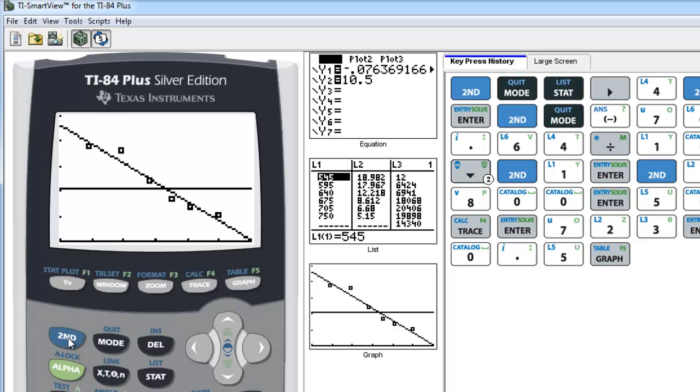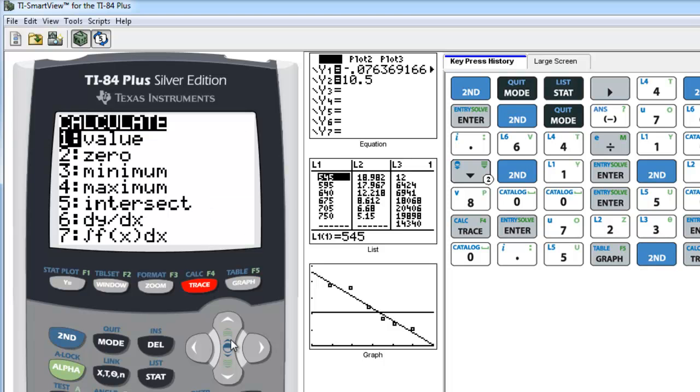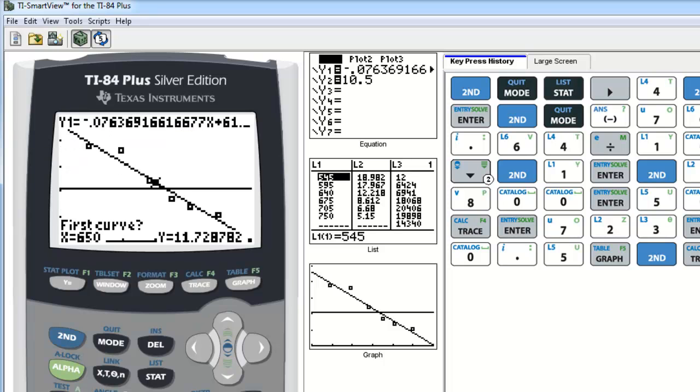The easiest way to do that would be as follows. You'd go to this second trace menu again, the calc menu, and you can use number 5 here, intersect. And it's going to ask you, well, what do you want to use for the first curve? Well, you can see up here at the top of the screen that it's giving you the regression model. So all you have to do is press enter to affirm that choice. And then it's asking you, what do you want to use for the second curve? Well, you can see up here it's giving you that horizontal line. So you press enter to affirm that.